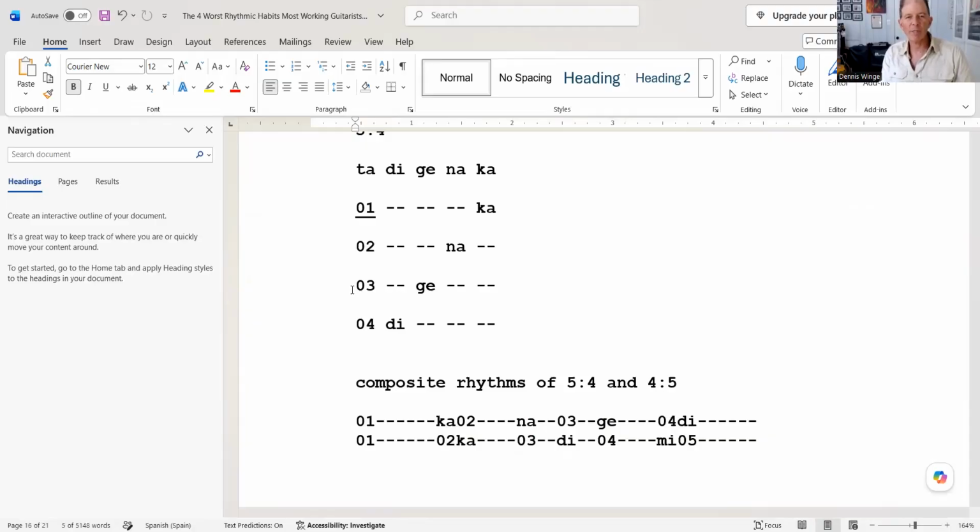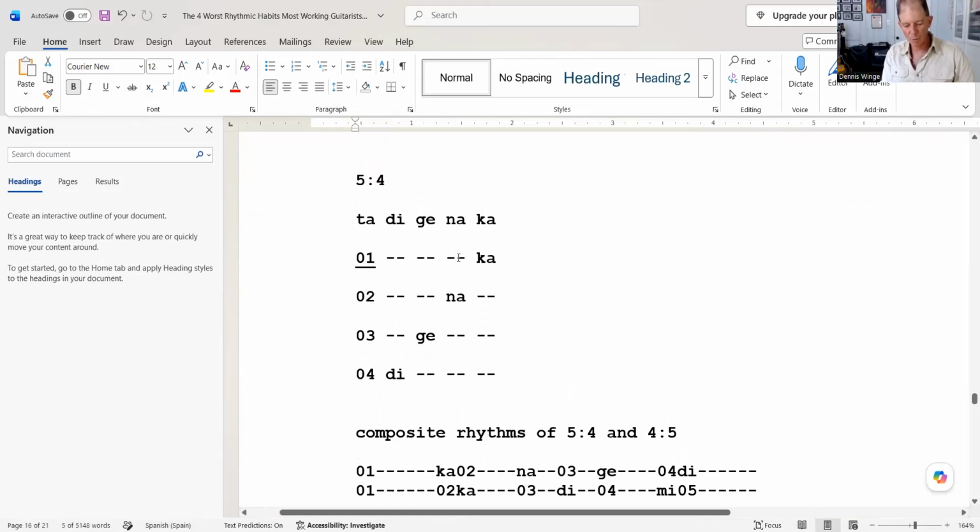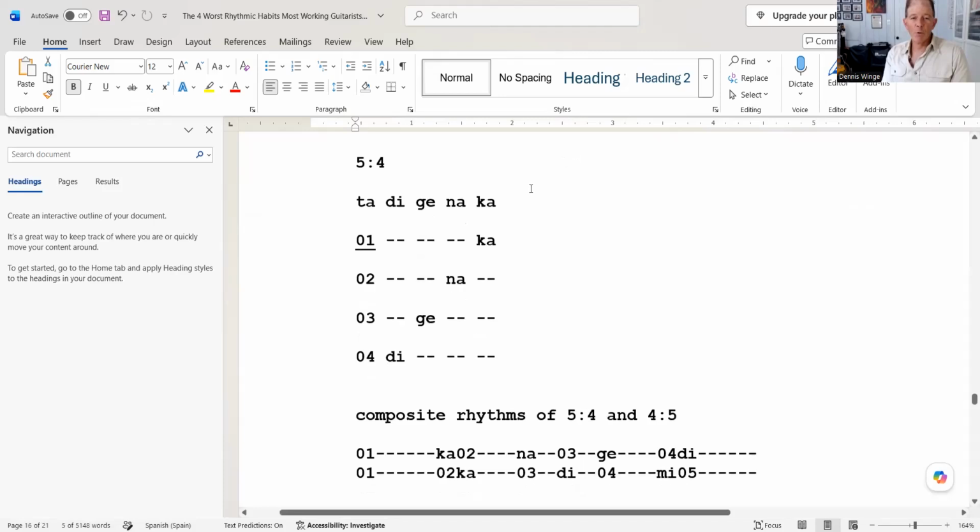Next we have 5 to 4. If we take 4 beats, subdivide each one of those into 5 parts, it might be like da di ke naka, da di ke naka, da di ke naka, da di ke naka. And so for me that's tough. It's harder than doing 4/5.